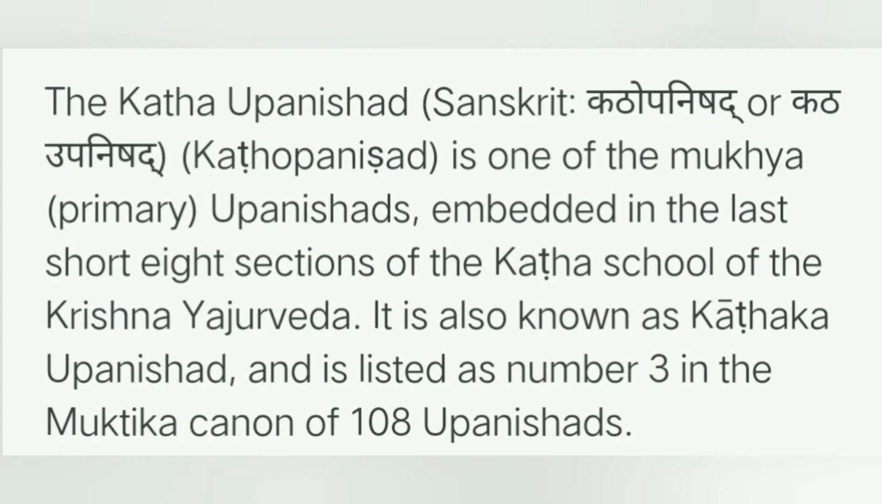The Katha Upanishad is one of the Mukhya Upanishads, and this is in the Katha school of the Krishna Yajurveda. So this is in Yajurveda, of the 4 Vedas like Rig Veda, Samveda, Atharva Veda and Yajurveda. So this is in Yajurveda and is listed as number 3 in the Muktika canon of 108 Upanishads.